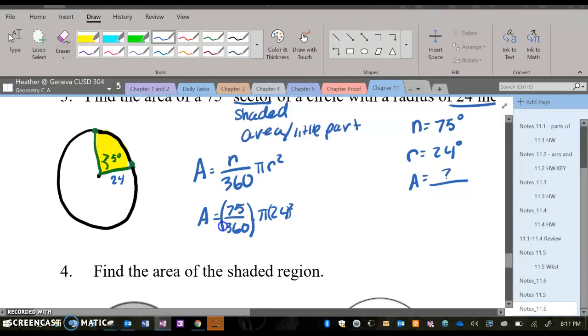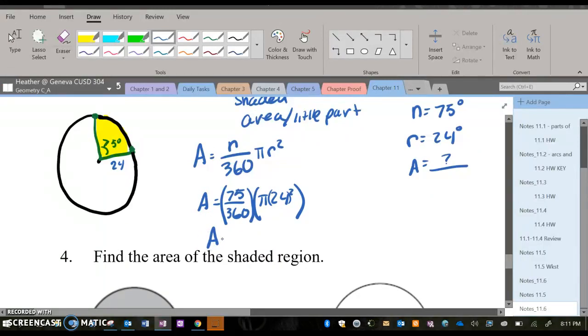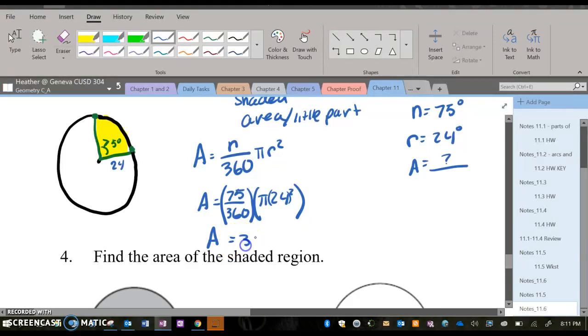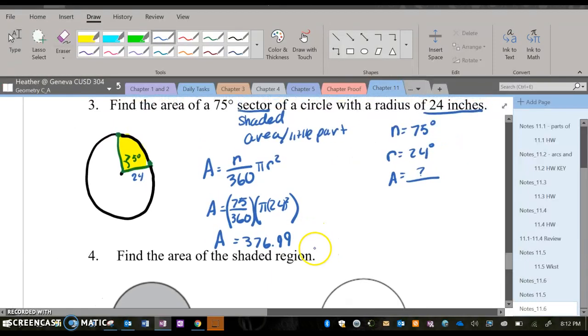One way you could do it is enter this fraction in and then multiply it by everything here. And so when you do that, A will be approximately, so when we go ahead and do 75 divided by 360 times 24 squared times pi, you will get here 376.99, and looking at our units, inches squared. All right.